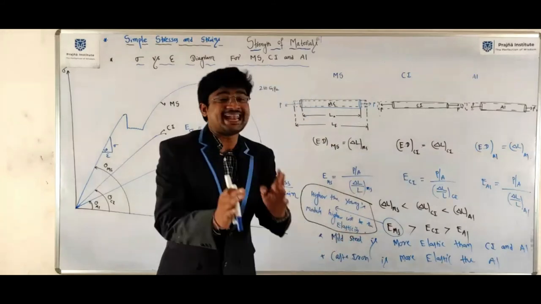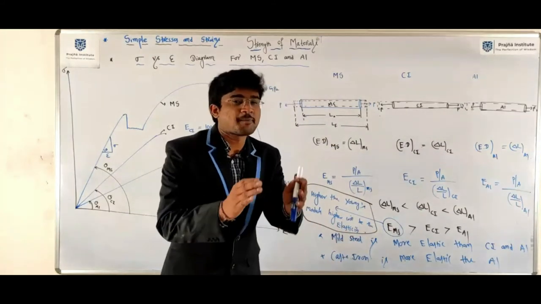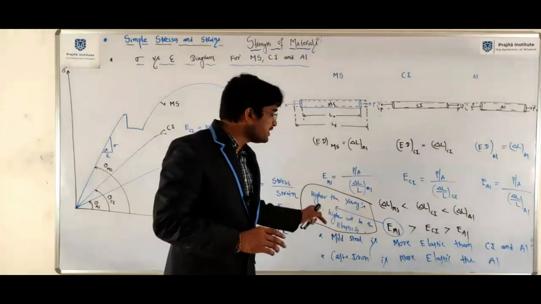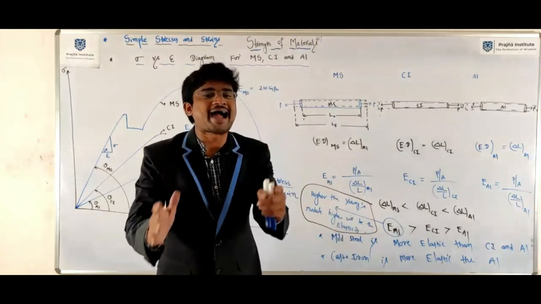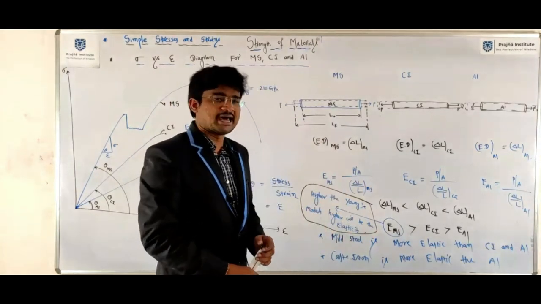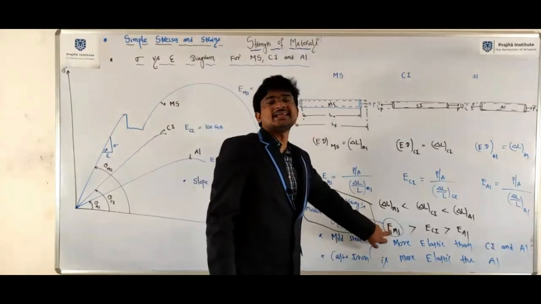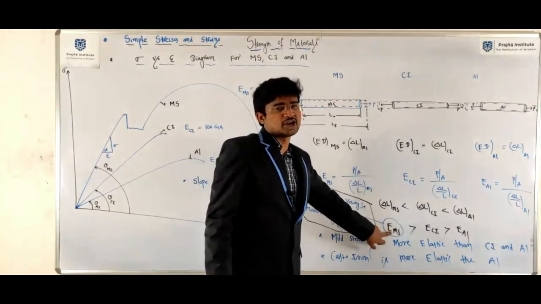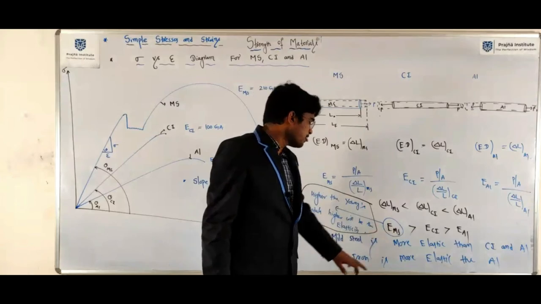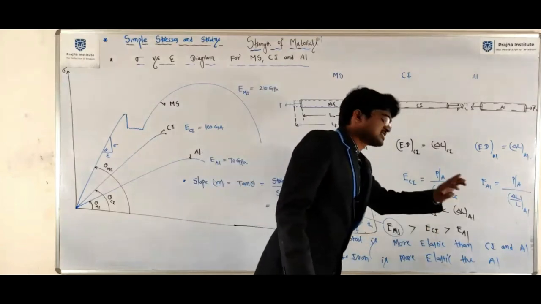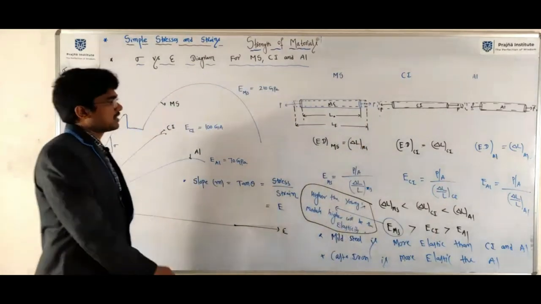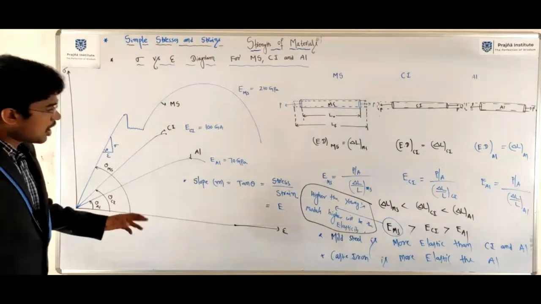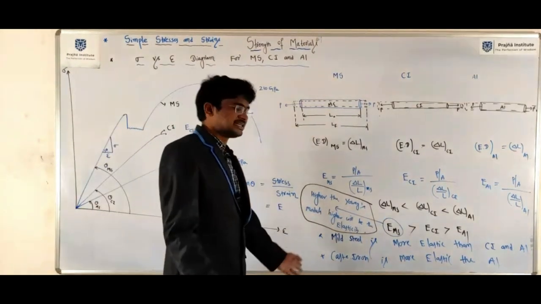What is meant by elasticity? It is a property of the material, the ability of the material to regain its original position. So mild steel can regain its original position after removal of the load more than cast iron and aluminium. This is how to define elasticity.